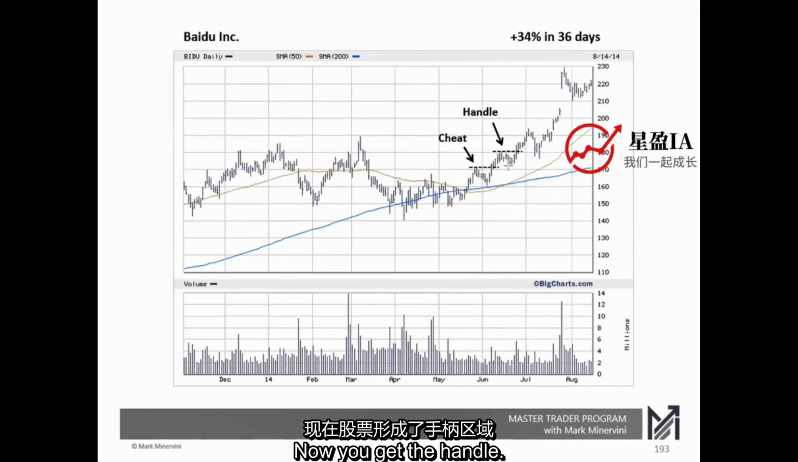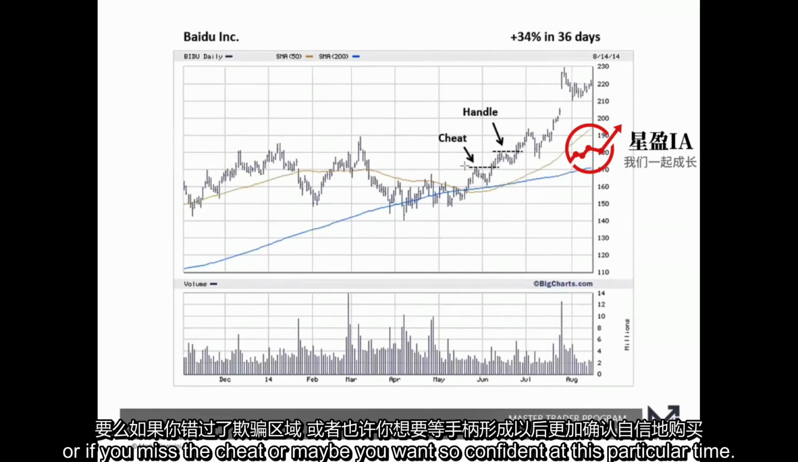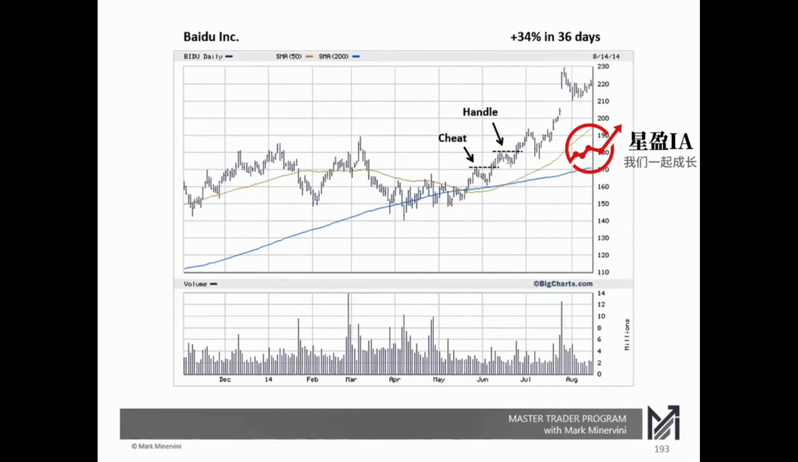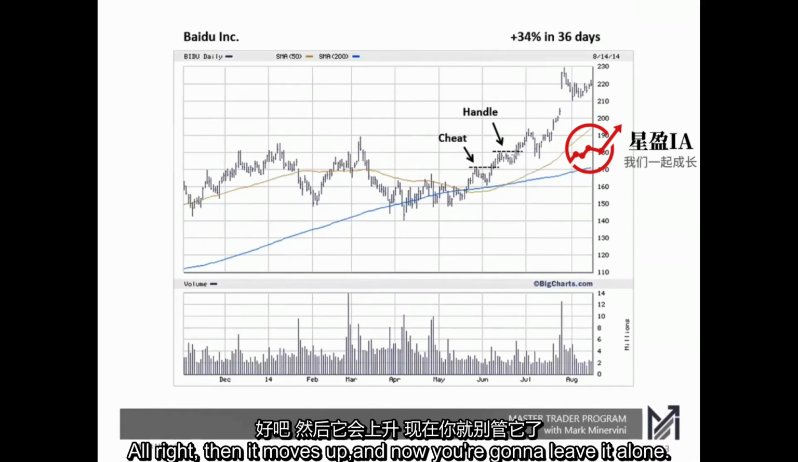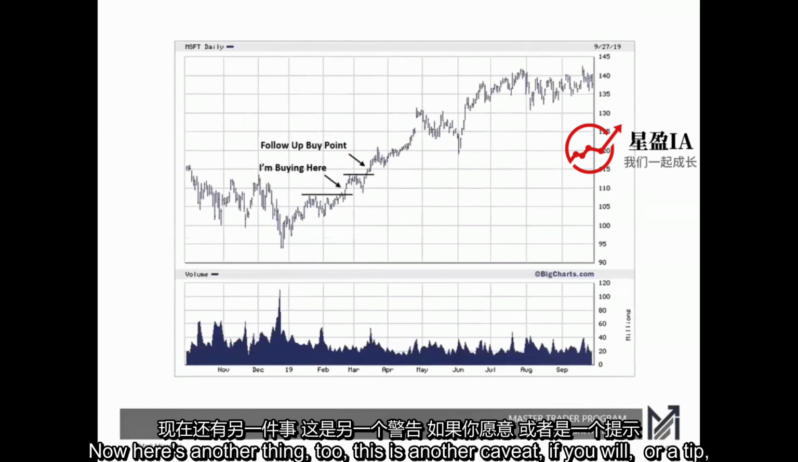Now you get the handle, and now you've got another buy point to either add, or if you missed the cheat, or maybe you weren't so confident at this particular time, and now you're buying, you can buy it here. All right, then it moves up, and now you're going to leave it alone. Okay, another one. Let's take a look here. Microsoft.